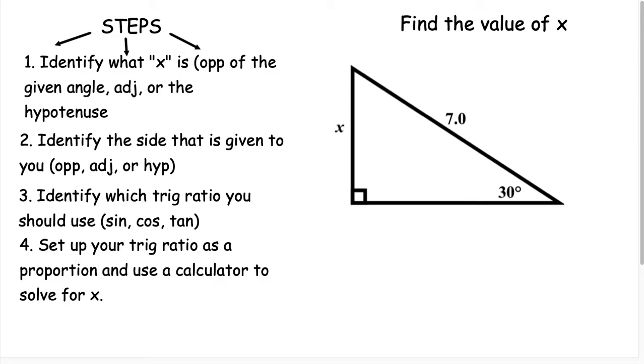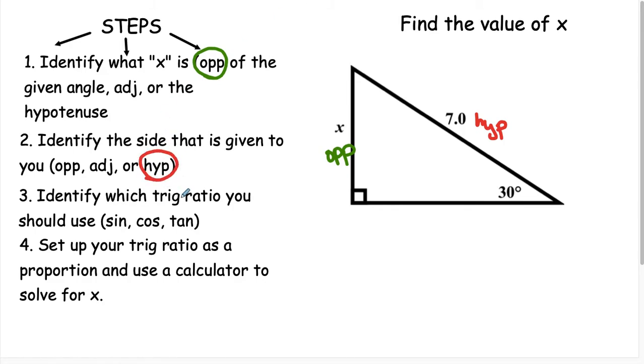We recalled the three names for the sides of a triangle: there's the opposite side, there's the adjacent side, and there's the hypotenuse. You also recall that I'm always asking you to label your hypotenuse, so at least you get that out of the way. Now x is right across from this angle that's 30 degrees, so this is your opposite side. Then step 2, identify the side that's given to you. This is the hypotenuse.